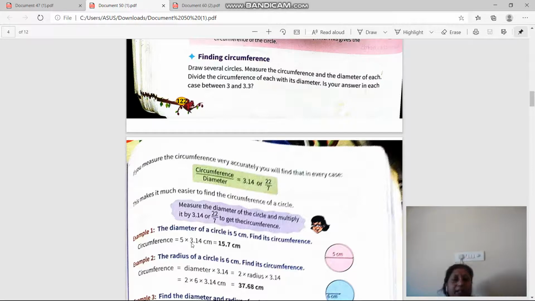For convenience I say, if the given diameter of the circle is in the multiple of 7, you can take 22 upon 7, and if it is in 5 or 10, you can take 3.14, so that it is easier to calculate. The diameter of a circle is 5 centimeter. Find its circumference. So circumference is equal to 5 multiplied by 3.14. After multiplying we get 15.7 centimeter.